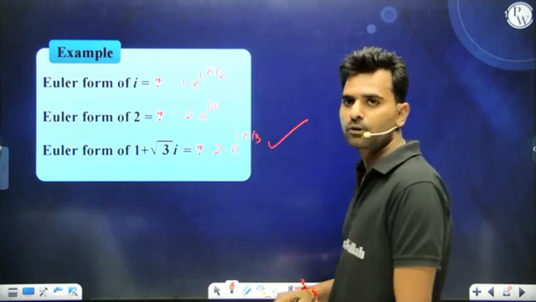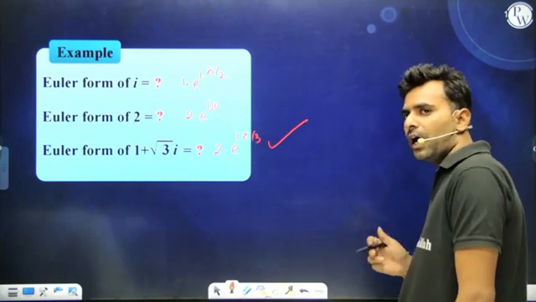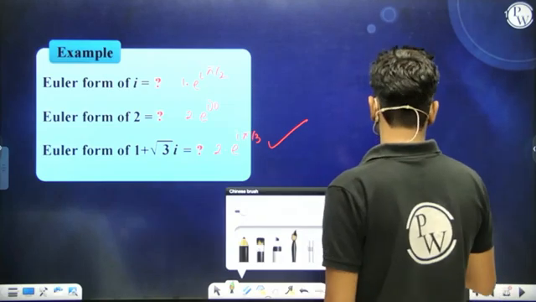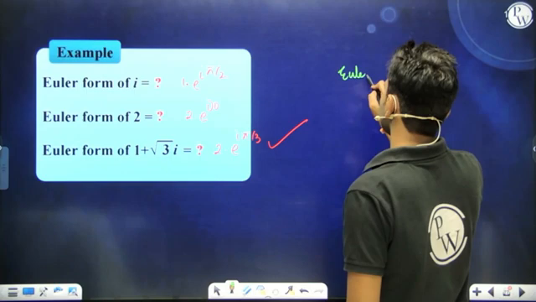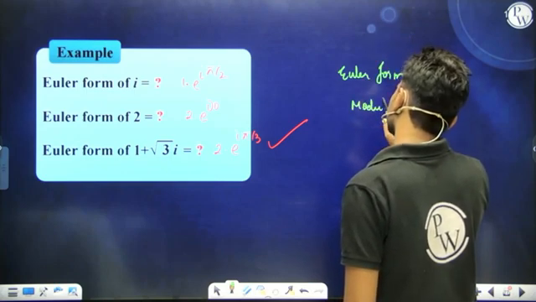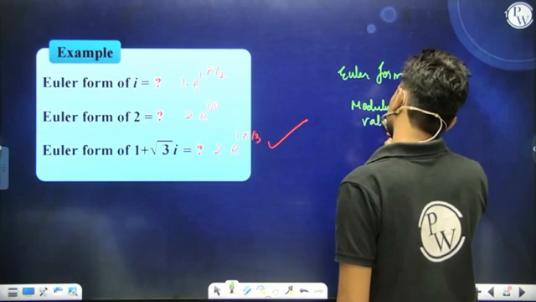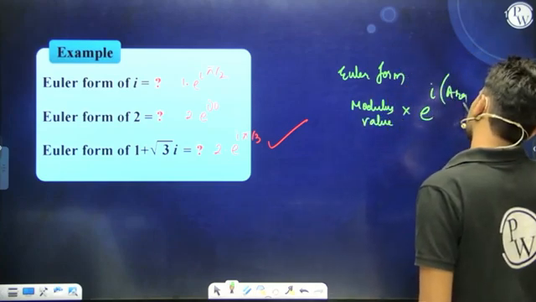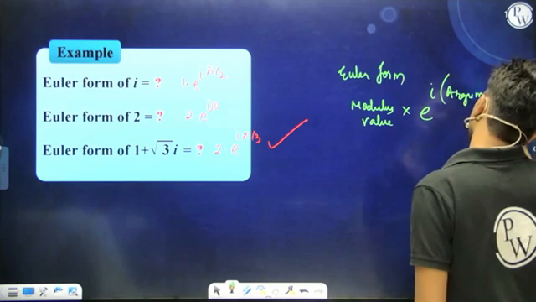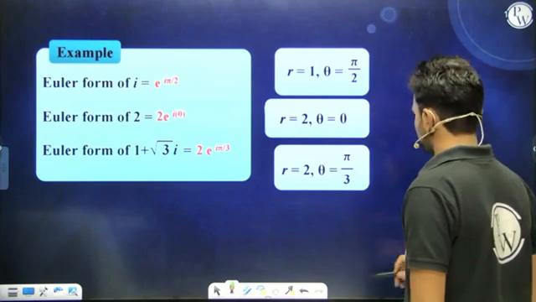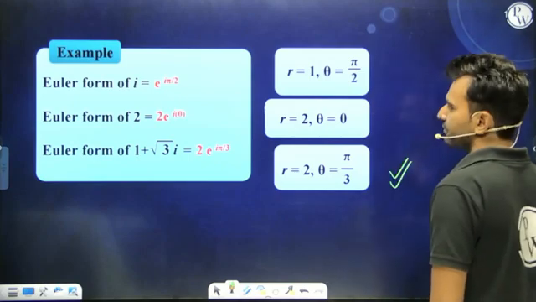So modulus you guys know, argument also you guys know, and you just have to use that, because Euler form is nothing but modulus value times e to the power I argument. This is nothing but your polar form. This is nothing but your Euler form, right? Okay, so this is what we have done. I hope you guys are clear with this particular thing.